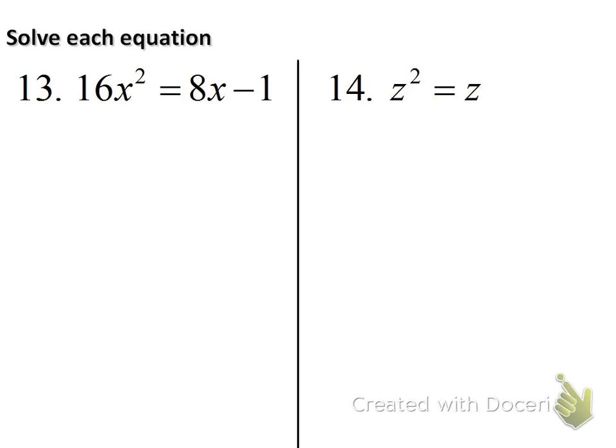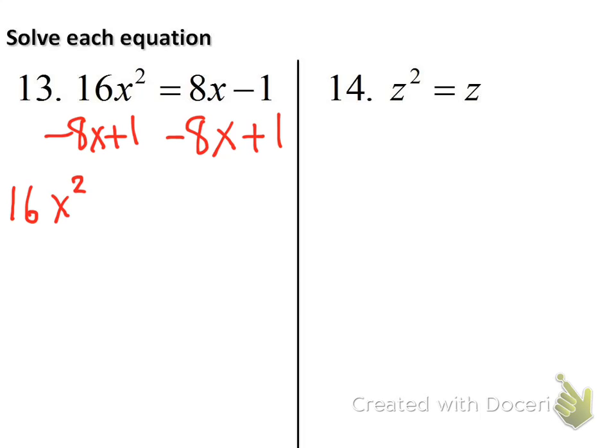Alright, I said this only works if it's set equal to 0. These are not set equal to 0, so what do you think I need to do? Make them equal to 0. How would you make the first one equal to 0? Yeah, you'd subtract 8x and you'd add 1. So this would be 16x squared minus 8x plus 1 equals 0.